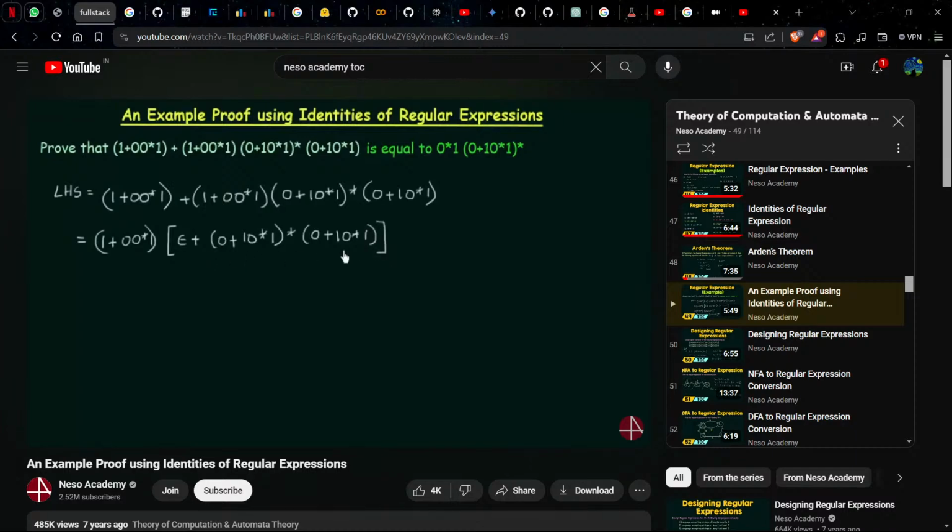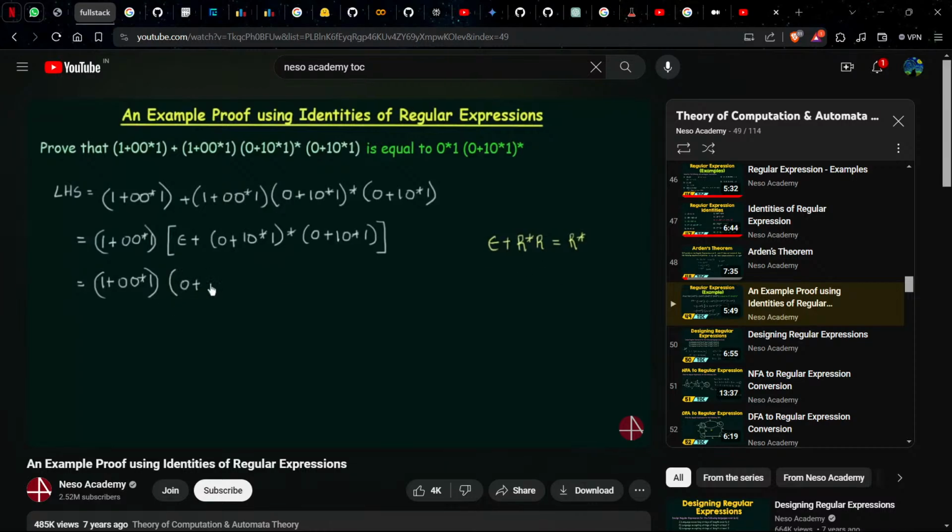Now if you look at this expression, you see that these two terms are the same: 0 plus 10*1 here, and here also it is 0 plus 10*1, and over here we have a star. Now if you recall the identities that we have studied, we have already studied that epsilon plus R*R is equal to R*, where R is a regular expression. So here, if you consider this as R, you see that it is like R*R. So this whole thing can be replaced by (0 plus 10*1)*. If we consider this as R, we'll do that now. So I'll take this down as it is, 0*1, and this whole thing can be replaced by only this much star, using this identity that we have already learned.